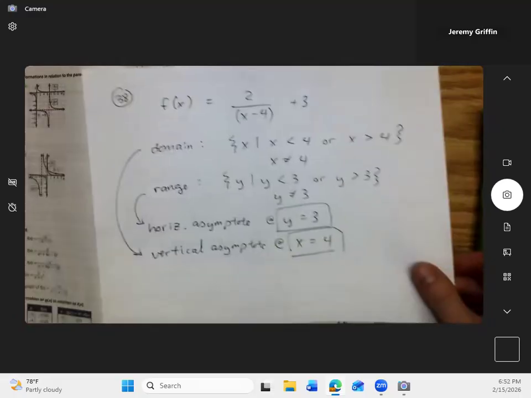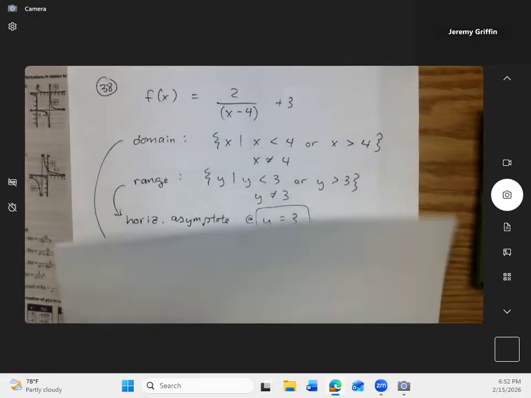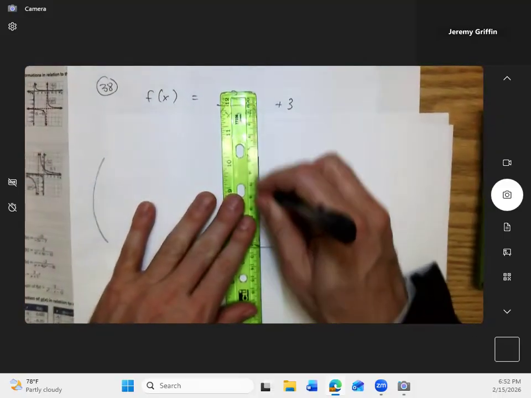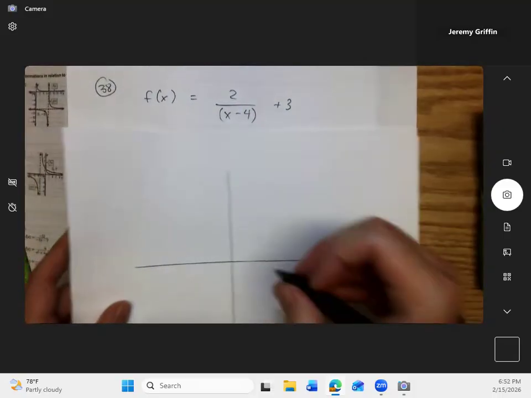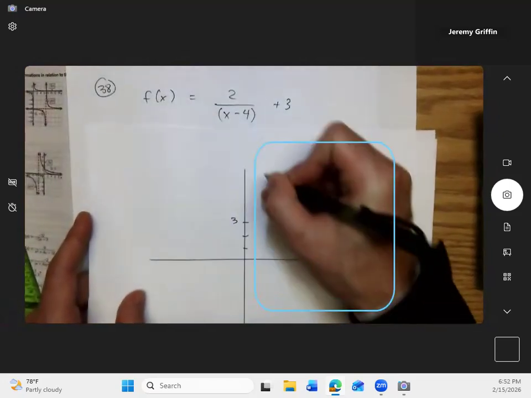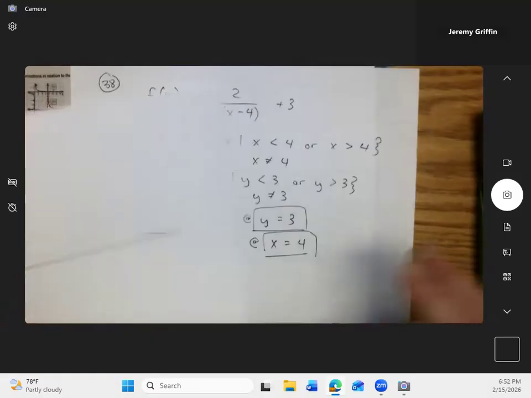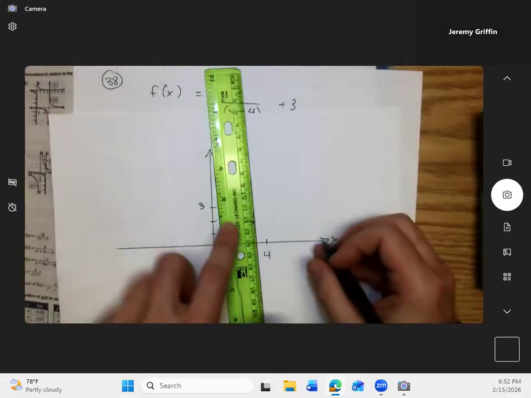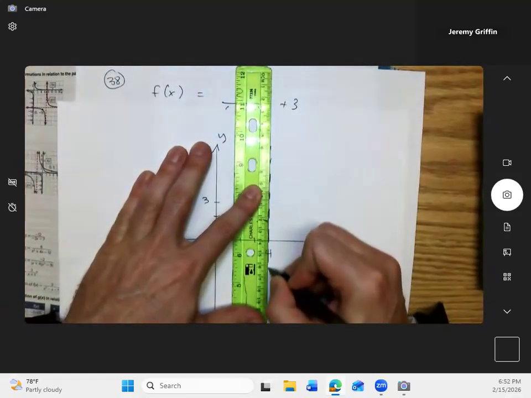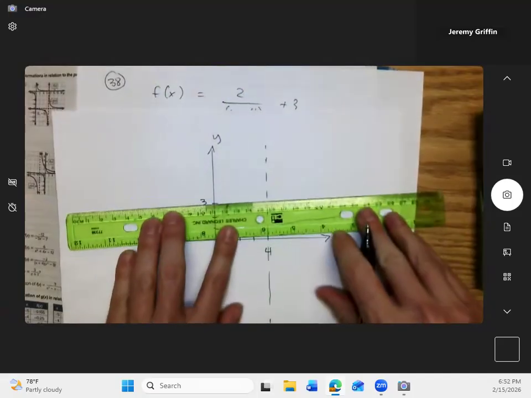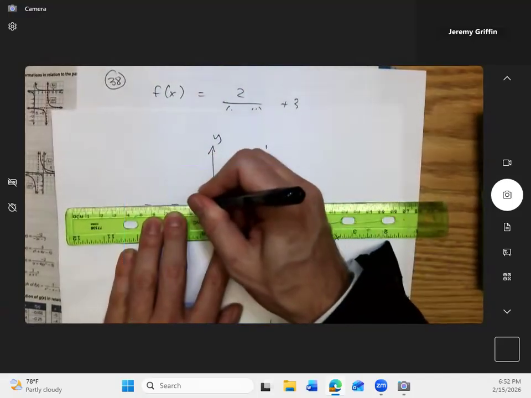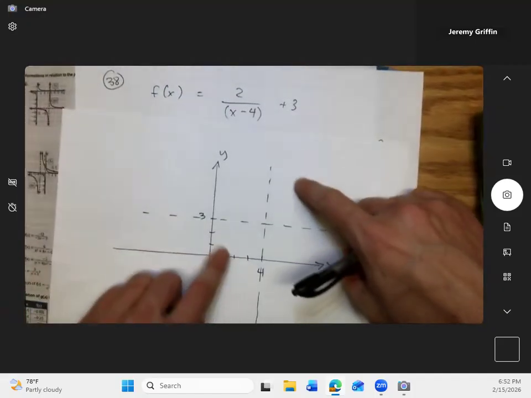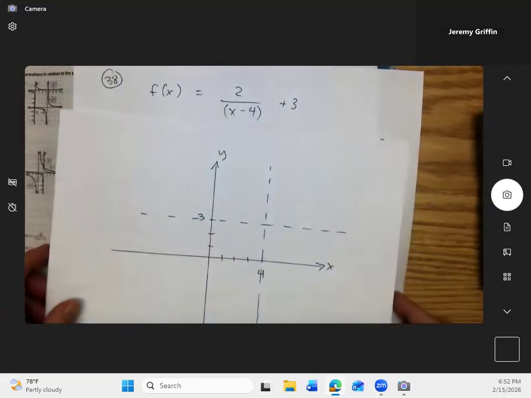All right, so let's frame a graph around those asymptotes and then create a table of values and see what happens. So y is 3, 1, 2, 3, right here. x is 4, 1, 2, 3, 4, it's right here. I'm looking for an asymptote right here, and an asymptote right here. I wonder if my graph is going to look something kind of like this. A lot of them have been looking kind of like that.